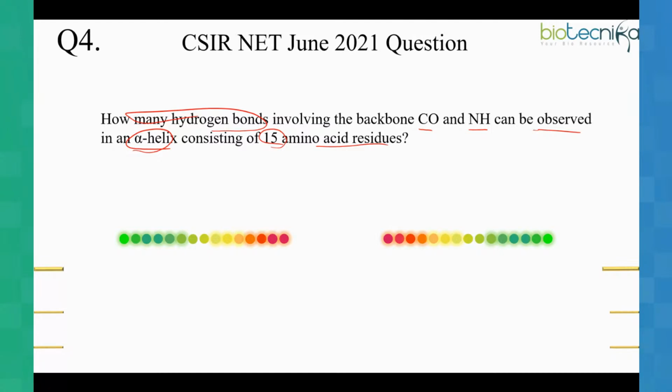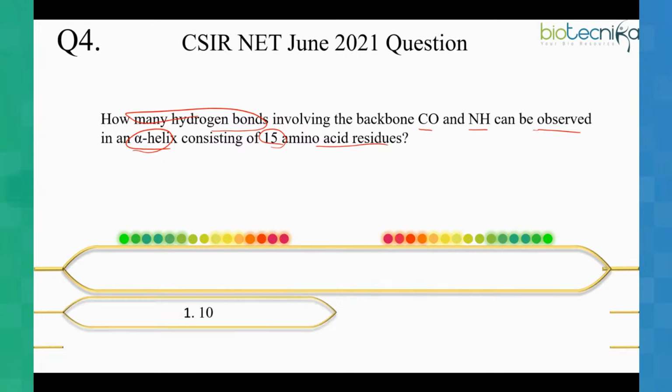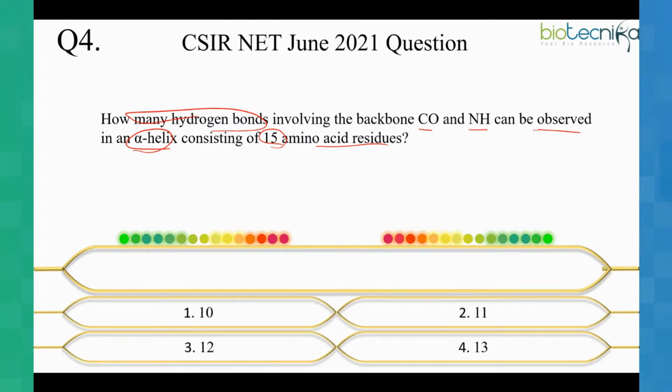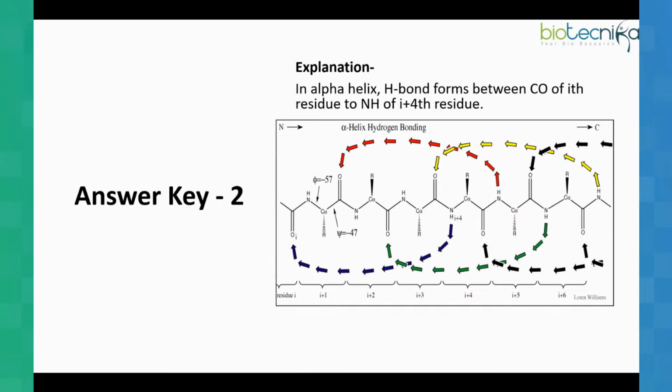Okay. So see, the key over here is this is a numerical type of question. A hydrogen bond in alpha helix is from the CO group of the ith amino acid to the NH group of the I plus fourth amino acid. Okay, that is, every fifth residue you will find a hydrogen bonding. This is an alpha helix.